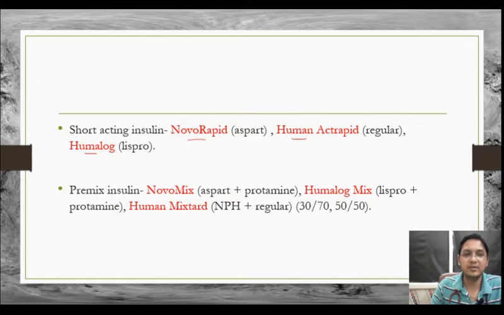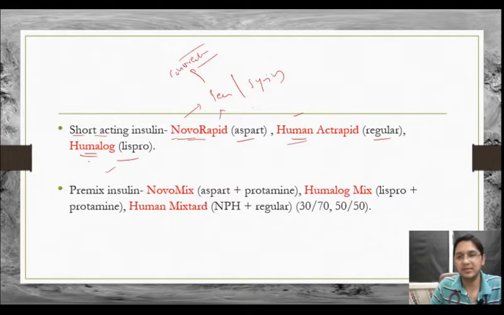Now for the insulin, we have two options. One is short acting and another is premix insulin. In short-acting insulin, we have Novorapid, Actrapid, and Humalog. Novorapid contains Aspart, Actrapid is regular insulin, and Humalog has Lispro. So these are the short-acting insulins. Novorapid and Human Actrapid are brand names available in the market in pen and syringe also. The pen is more convenient for the patient, so most of the time the pen is advised if the patient can afford it. For premix insulin, we have 3 options in the market: Novomix, Humalog Mix, and Human Mixtard. Many more options are there, but these 3 are the most common.